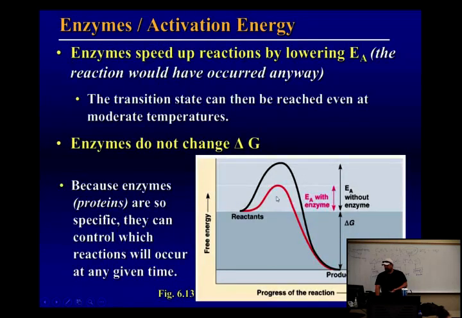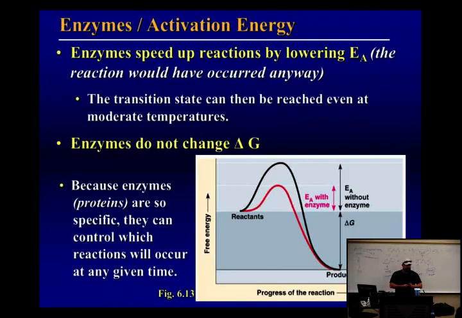Alright, so enzymes speed up the reaction by lowering the activation energy, which you can see here. It just makes it easier to get over that little hump, that transition state. Remember, enzymes don't change delta G. They only change what? Activation energy. Any questions?